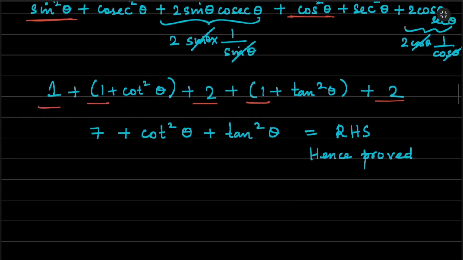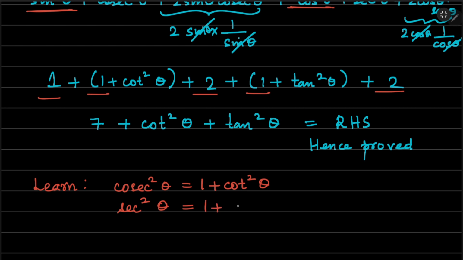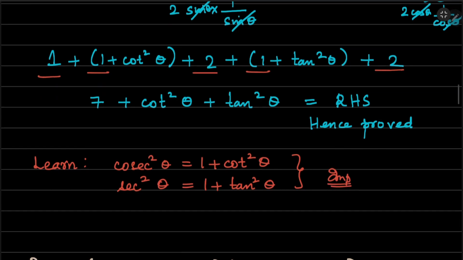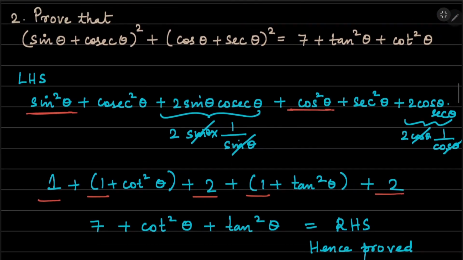Okay, so let me write that again. You have to learn, if you haven't, that cosecant square theta is equal to 1 plus cot square theta, and secant square theta is equal to 1 plus tan square theta. Very important. And we already know sine square theta plus cos square theta is equal to 1. This is also very important, right? So this is how we have to do it.